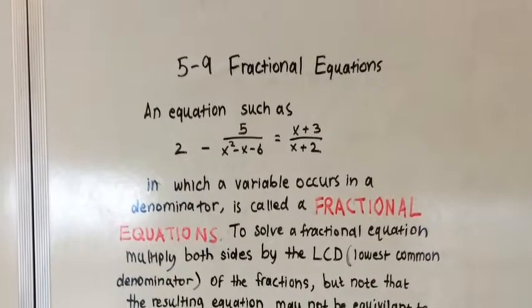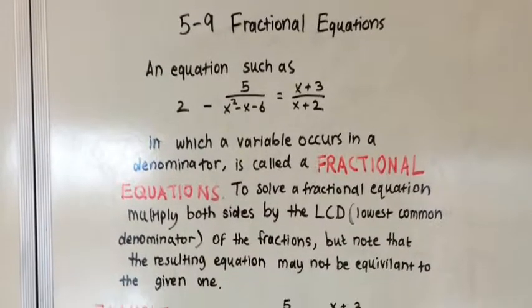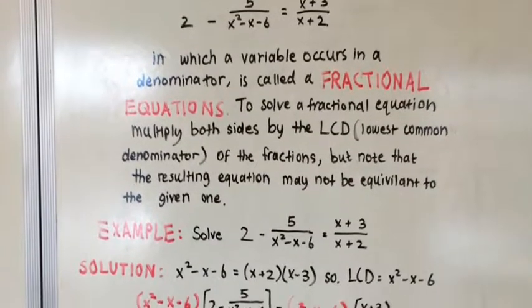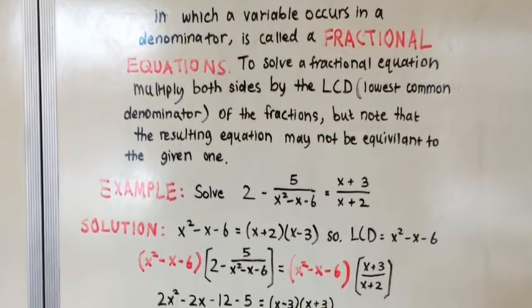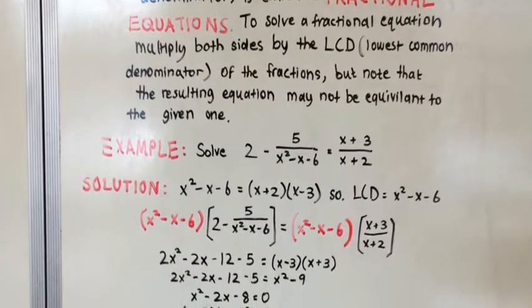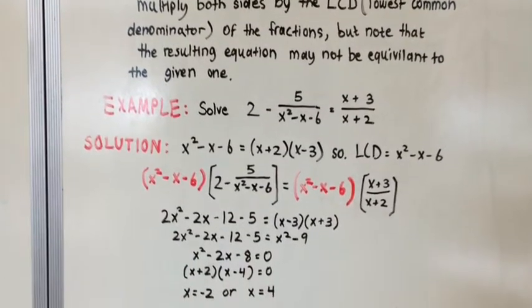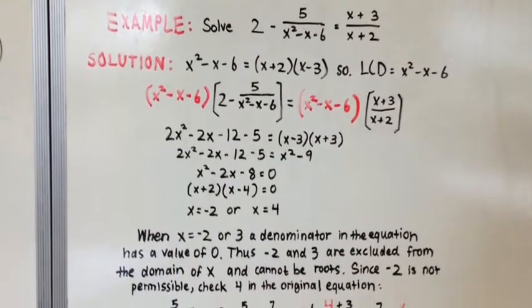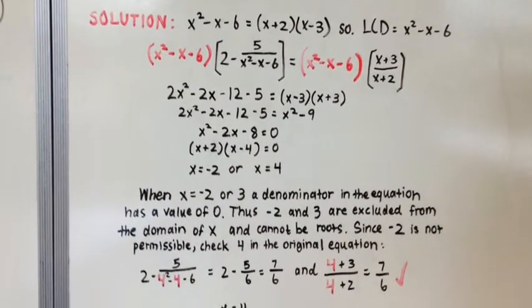All right, so in 5-9, we're learning fractional equations, and fractional equations are like things with variables on the bottom, or like polynomials on the bottom, and to solve these, you multiply by the lowest common denominator. And so usually these end up with quadratics, and you need to plug them back in. And this example plugs in, and we find out that one works and one doesn't.